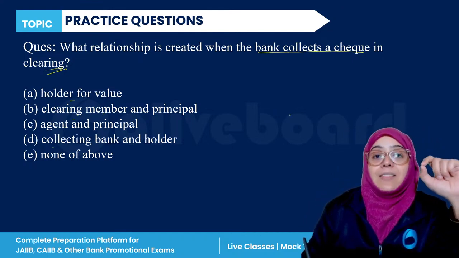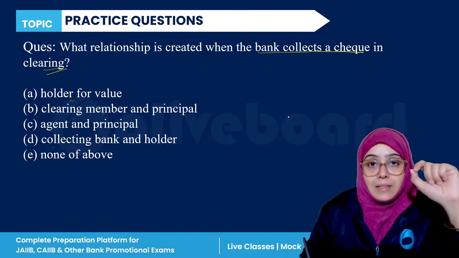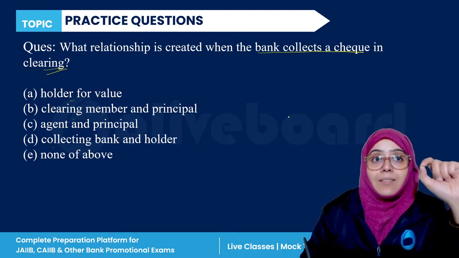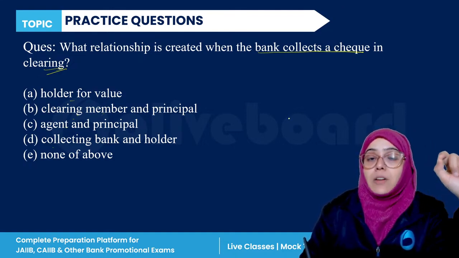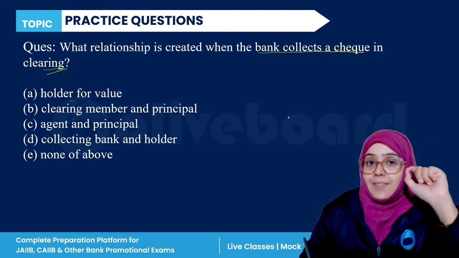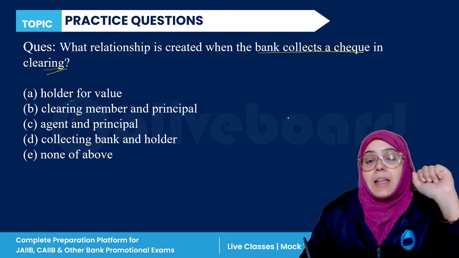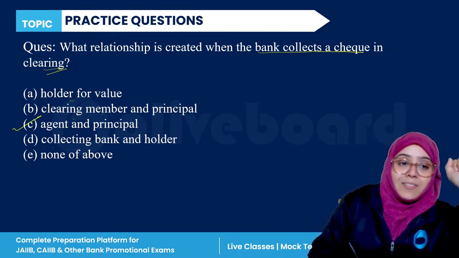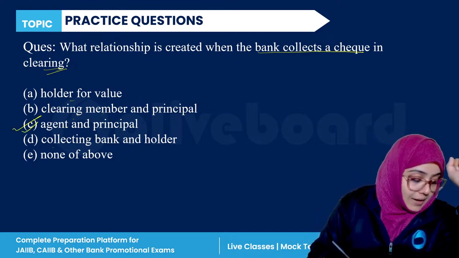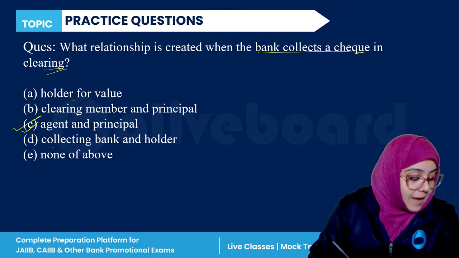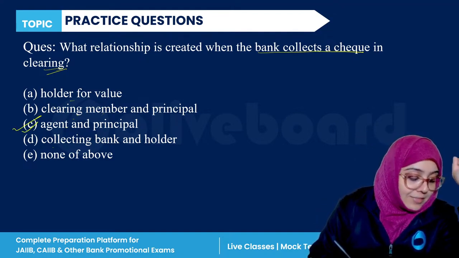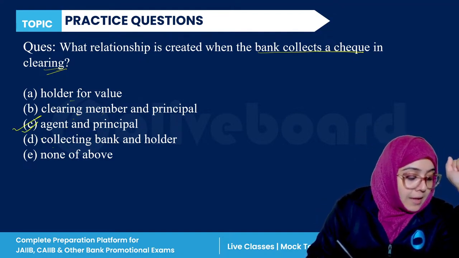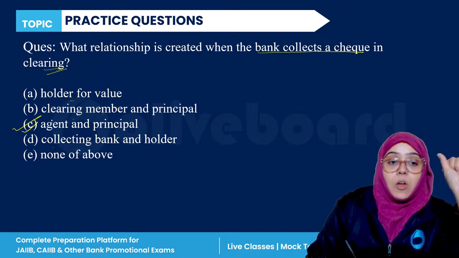Please answer this question, guys. So bank collects a check for clearing. So in this, actually, the bank is acting on the request of its client. Client is the principal and bank is acting as an agent. So the relationship is of agent and principal, right? Yes, Ruchi, the correct answer is C. Arnav, C. Yes, Hema. Everyone, C is the correct answer.